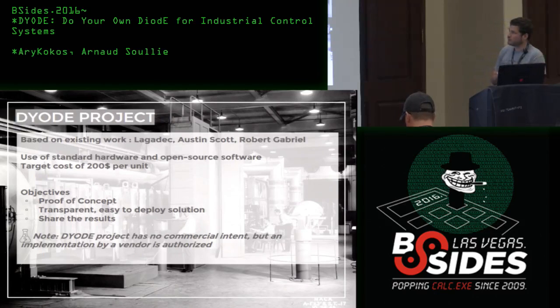Okay, so our project is not completely new. It's based on existing work from Philippe Lagadec, a French guy, Austin Scott, or Robert Gabriel. The idea is to use standard commercial off-the-shelf hardware and open source code to produce a data diode with a target cost of about $200 per unit. Why did we want to do that? To have a working proof of concept. We wanted to try to create an easy-to-use solution, easy to deploy, and share the results.